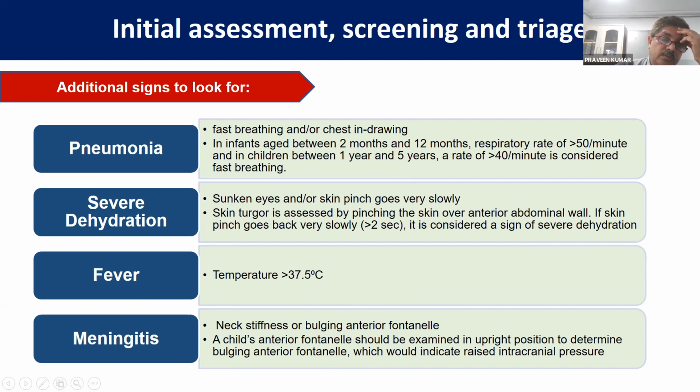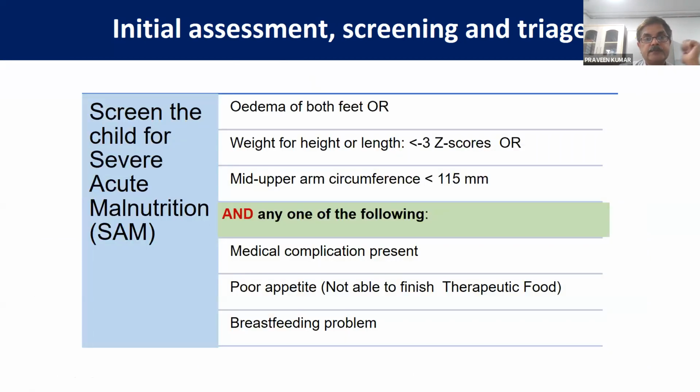Whenever we are looking for bulging anterior fontanelle, then we have to remember that we have to examine in upright position and the child should not cry. If you have examined in upright position and that time also there is a feeling of bulging fontanelle, then you will take this as one of the evidence of raised intracranial tension and possibility of meningitis.